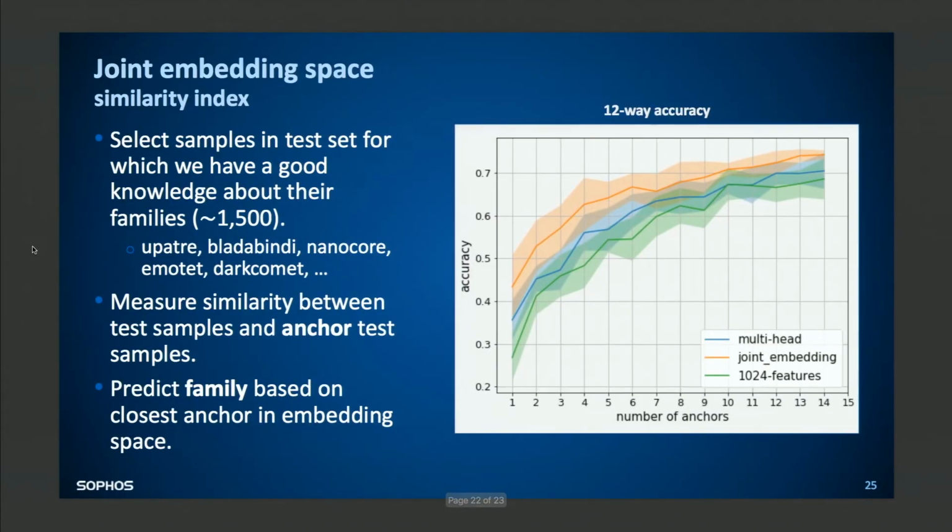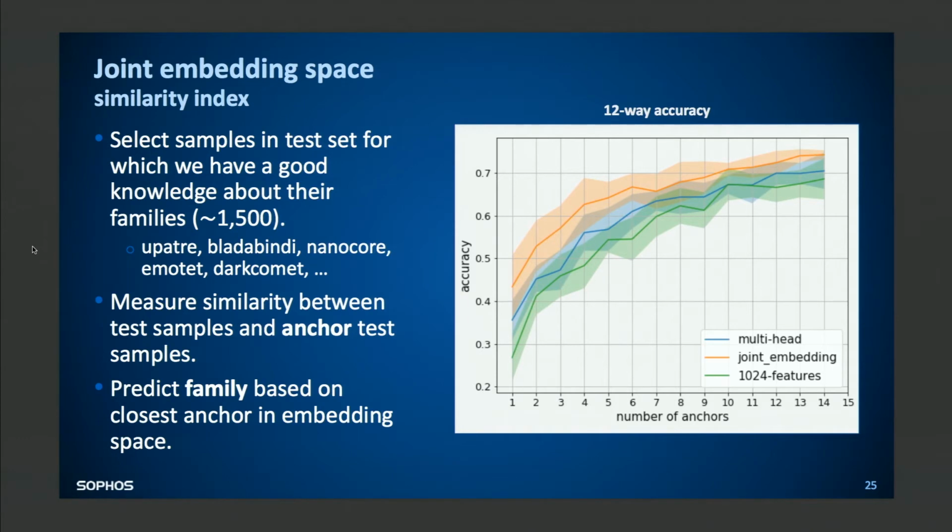Finally, going back to our original question, are we really capturing this knowledge that the reverse engineers and the malware analysts put in when they wrote the initial signatures? We ran this experiment in which we brought samples from our test set for which we know which families they belong to because we have a dynamic analysis in place.